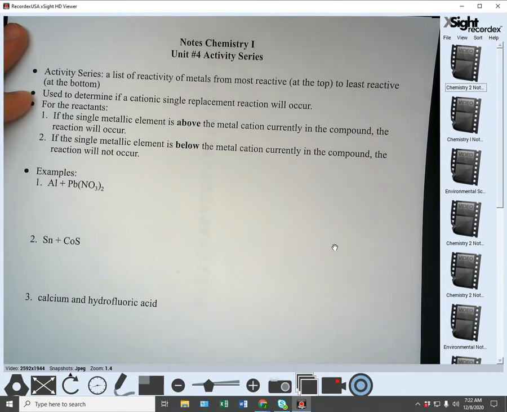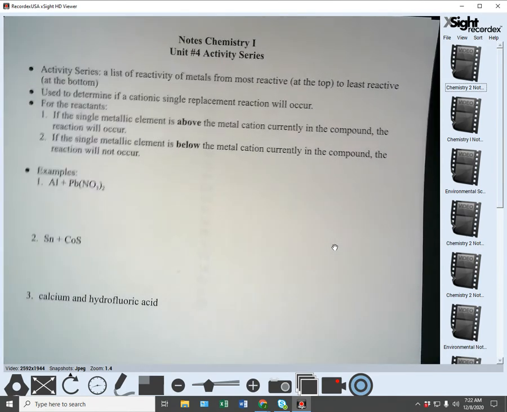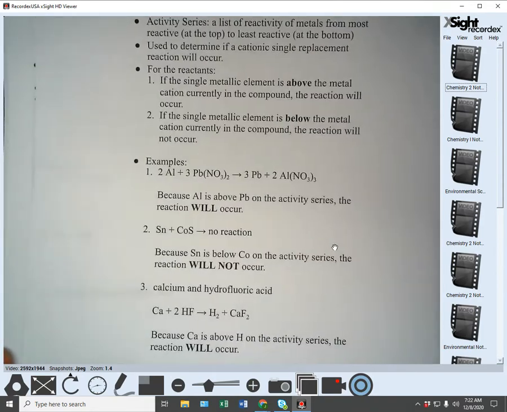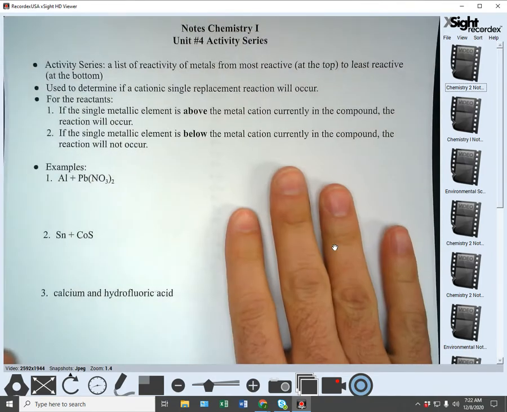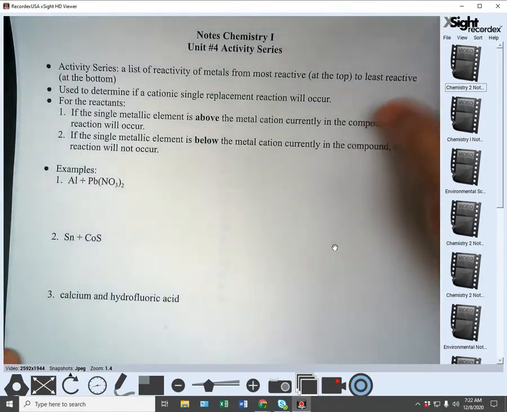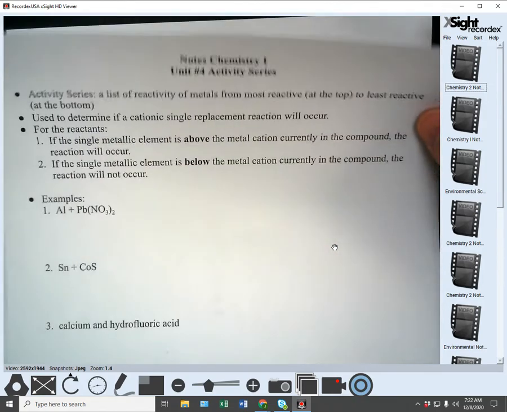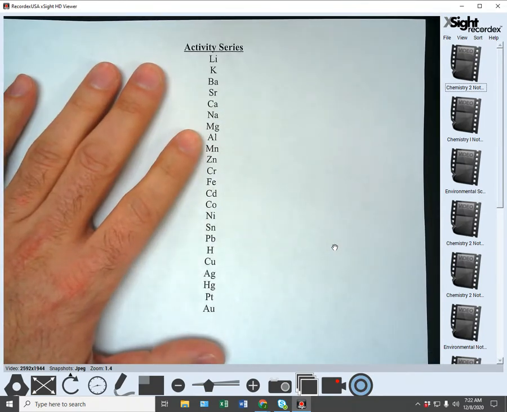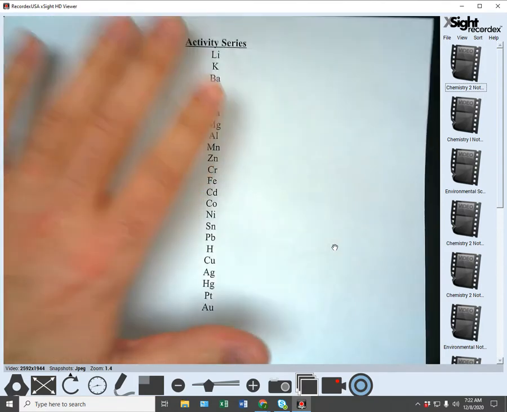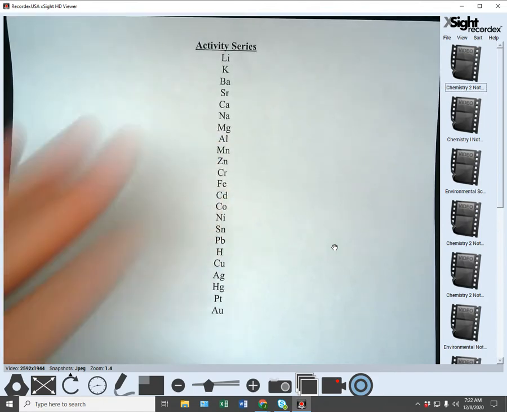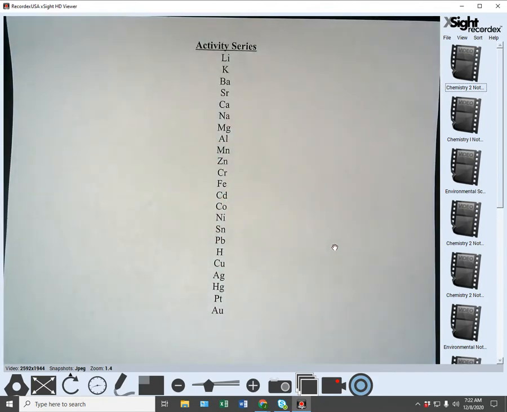I'm going to post a filled out version of these notes, that'll look kind of like this. But I'm going to walk you through how it works on this unfilled out one. It'll also have a second page, which is the actual activity series sheet. So if you can print it out, you might want to print this out to use with all your other stuff, or just make sure you know where it is so you can pull it up when you're doing the homework. Okay.